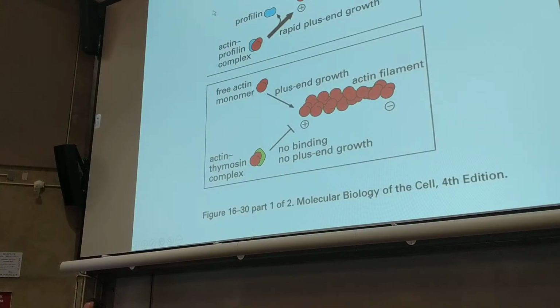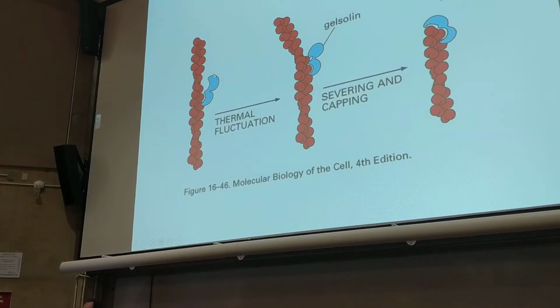This is an example. We have profilin here, rapid plus end growth, because it helps to speed up. But here, with thymosin, it helps to sort of slow down. Okay? Also, there are actin binding proteins that are involved in severing the actin filament, not only from the ends, but also from the middle, like gelsolin.